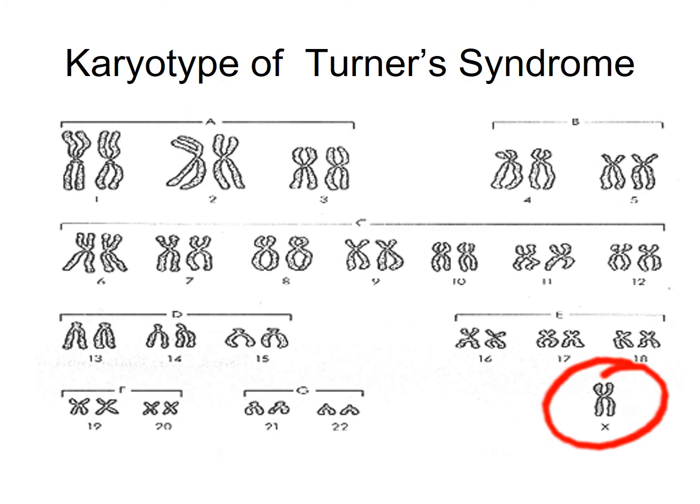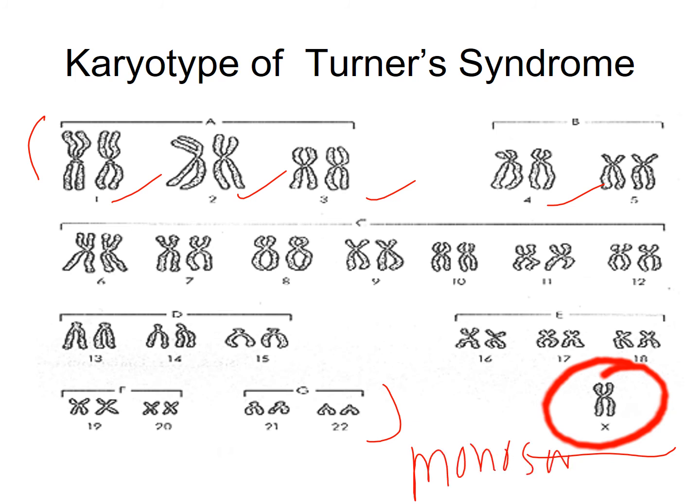Now, Turner syndrome. So with Turner syndrome, we're looking, okay, good, good, good. All of a sudden, we keep on going. Okay, 1 through 22, you all got a partner, but she doesn't have a partner for number 23. Remember, that is called monosomy.